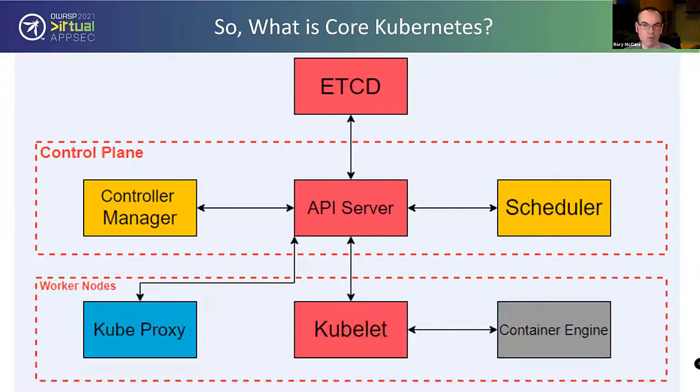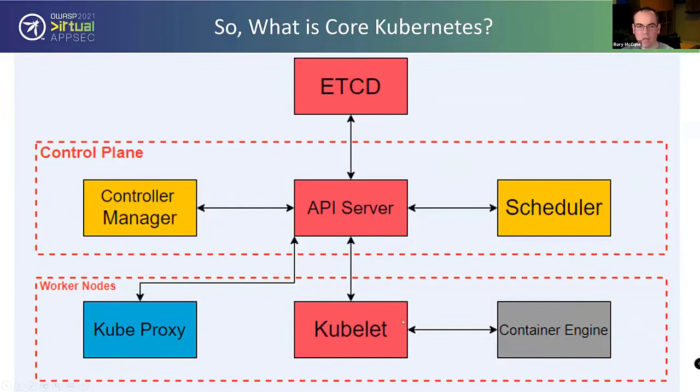Could be CRI-O, which is Red Hat's container engine. It could be containerd. And indeed, in modern clusters, it's quite likely to be containerd. It could be Docker, or it could be other things. There are other ways of doing it as well. But something which runs containers has to be in our cluster, because that's what it needs to actually operate.